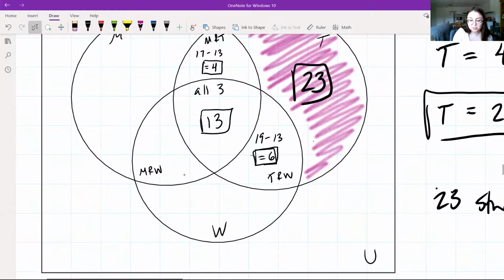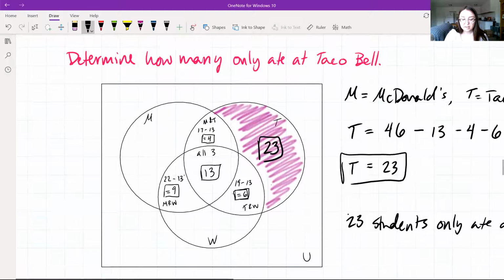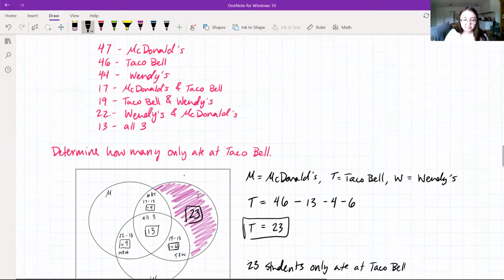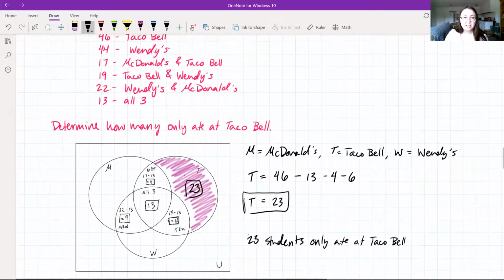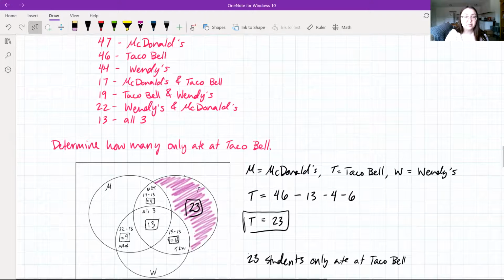We had 22 people, but 13 of them also ate at Taco Bell. So we subtract our 13, and we get that 9 people ate at McDonald's and Wendy's. Now all we have to do is subtract 4, 13, and 9 from 47.